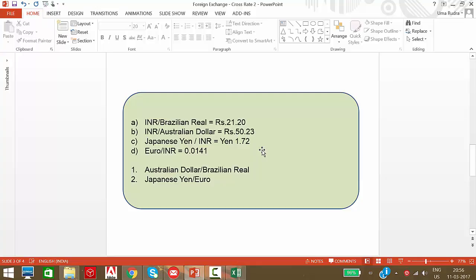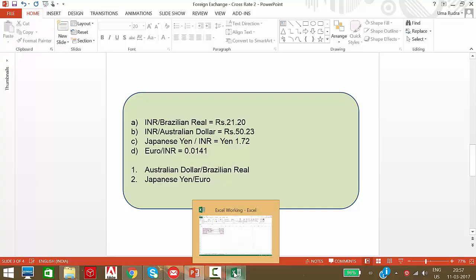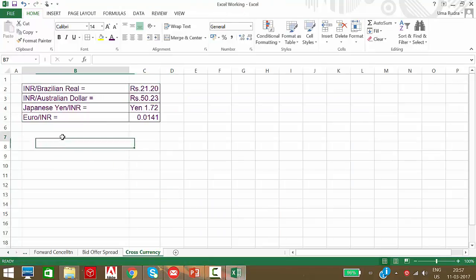Now we would like to know the currency conversion of Australian dollar per unit of Brazilian real, or Japanese yen per unit of euro. These two are cross rates. So how do we calculate them? Let me take help of Excel. I have just written down the rates we have just seen.